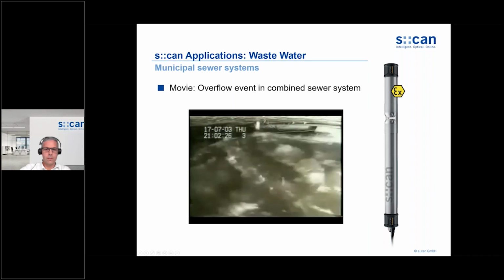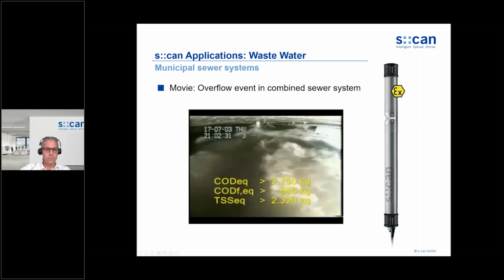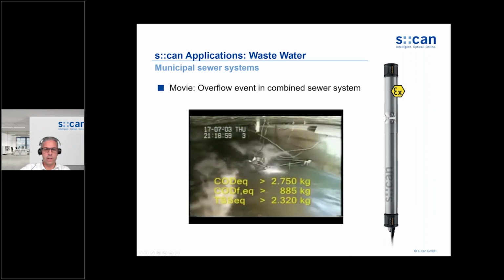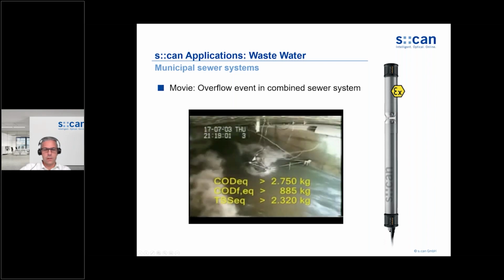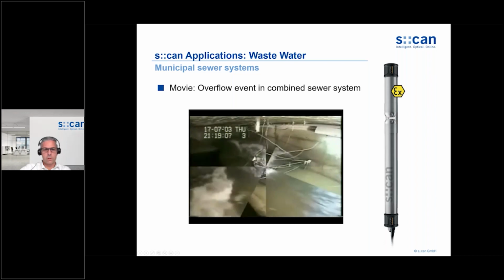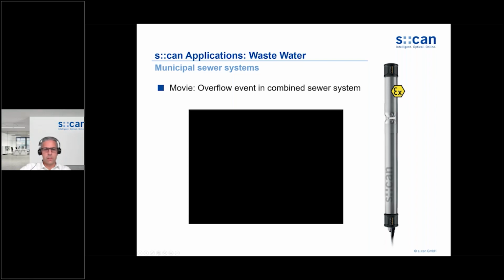Now you cannot see it anymore, but it's still there and giving results. Now the rainfall stopped and thus the flow is reduced. And finally, the instrument is in good condition and did provide results all the time.